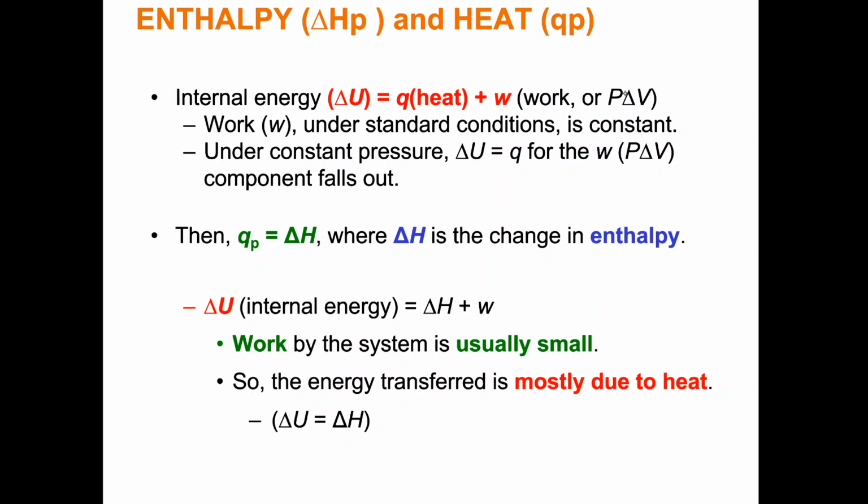Don't worry about so much of the mathematics of it. Just try to follow me. Stay with me. Then Q is equal to, and the little p means at constant pressure, Q is equal to delta H, where delta H is the change in enthalpy.